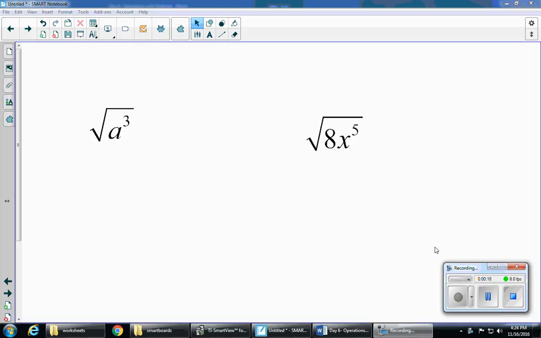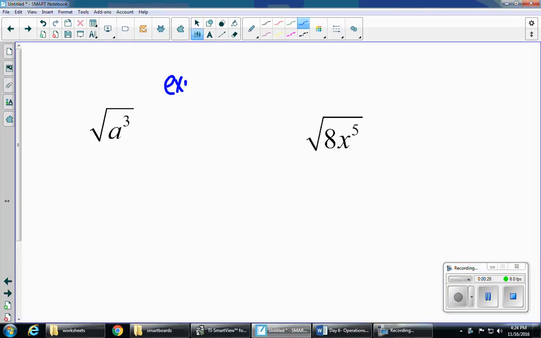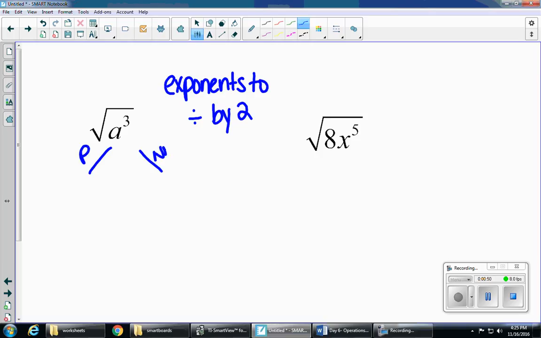We know that when we're simplifying square roots with numbers, we want to find perfect squares. When we're simplifying square roots with variables, we want our exponents to divide by 2, because I'm taking the square root. If I was taking the cube root, which there are additional videos available, you would be looking to divide your exponents by 3. So just like when I simplify with numbers, I'm going to split it into 2 pieces, a perfect radical on the left and a non-perfect radical on the right.